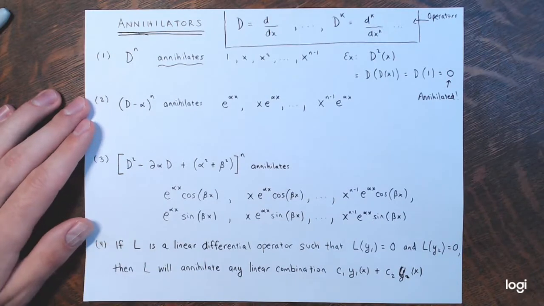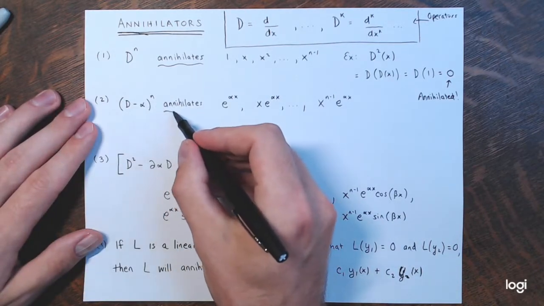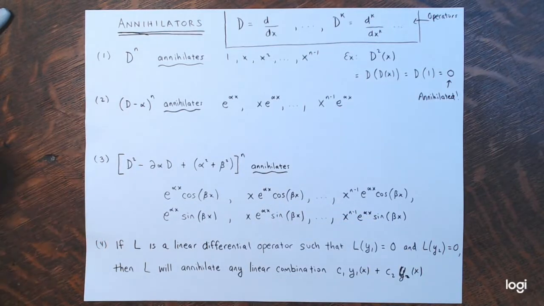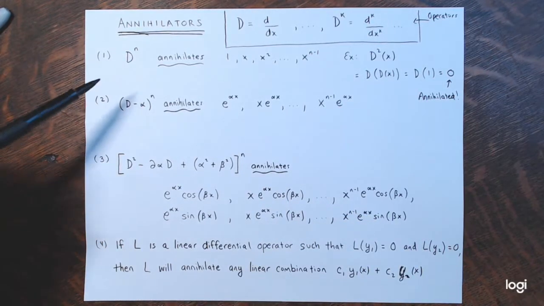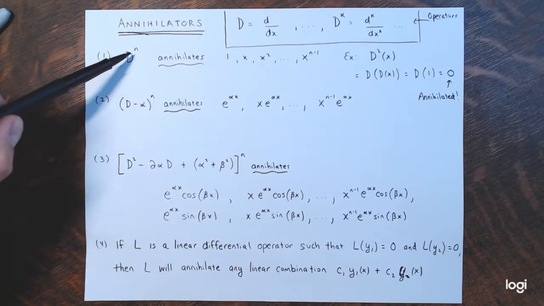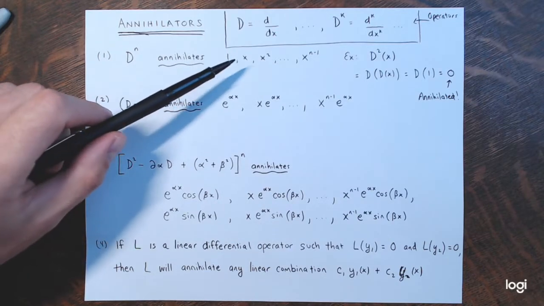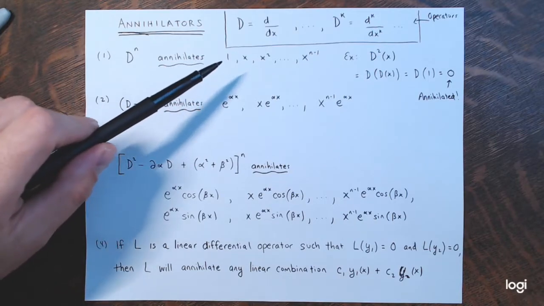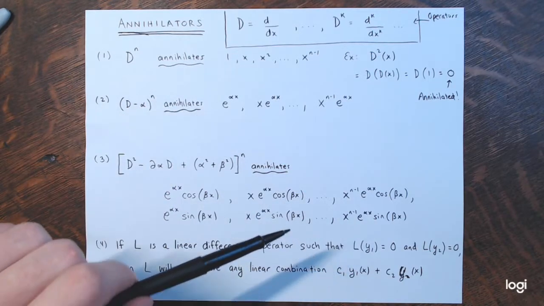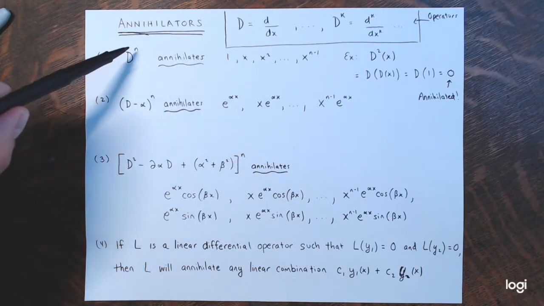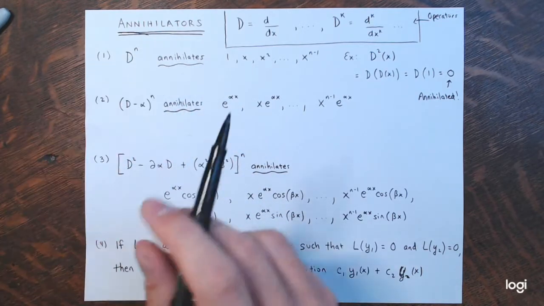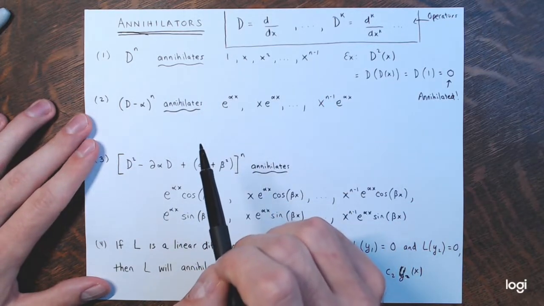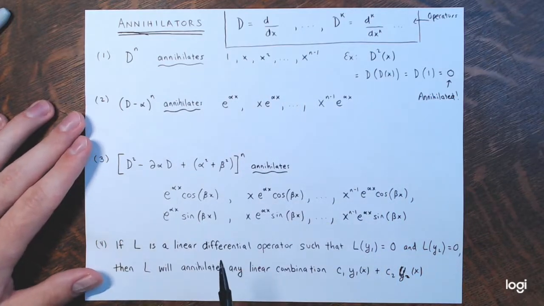All right. So that's what all this annihilates means. So D cubed would annihilate 1, x and x squared. D to the fourth would annihilate 1, x, x squared, and x cubed, etc. So D to the n annihilates everything from 1 up to x to the n minus first power. This is for polynomials.